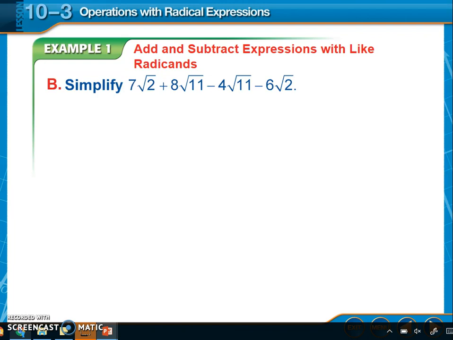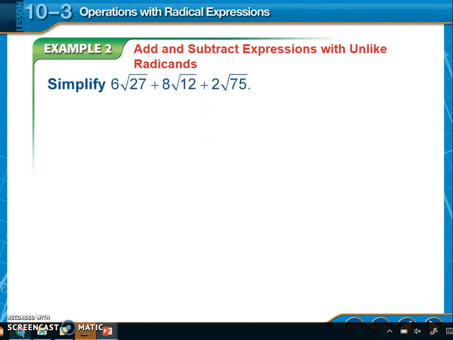So looking at this, here we have a square root of 2, and here we have a square root of 2. So those are our two like terms. 7 square root 2 minus 6 square root 2, 7 minus 6 is 1. So I'm just left with square root 2. And then I have a square root of 11 and a square root of 11. So 8 and negative 4 makes a total of positive 4 square root 11s. And now that's as simplified as I can go, because 2 and 11 both can't simplify any further, and they're not like terms, so they can't be combined.